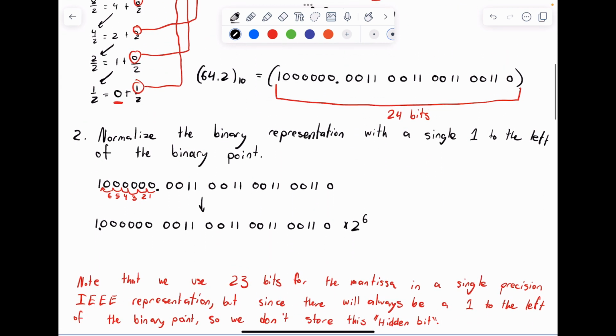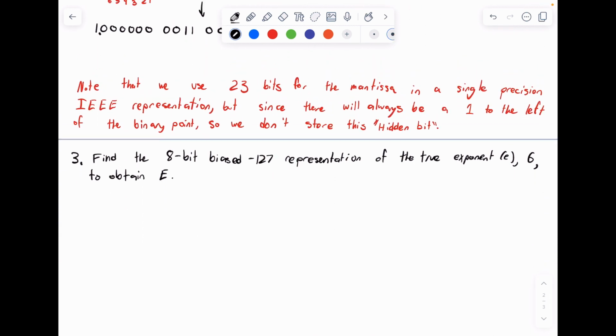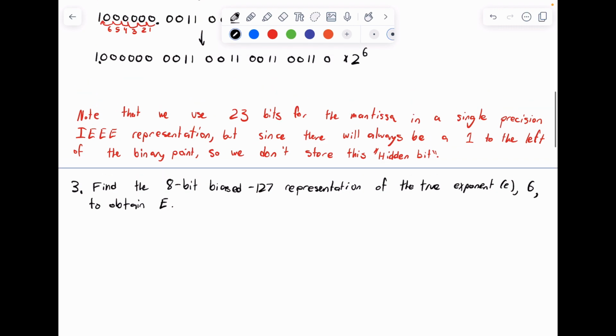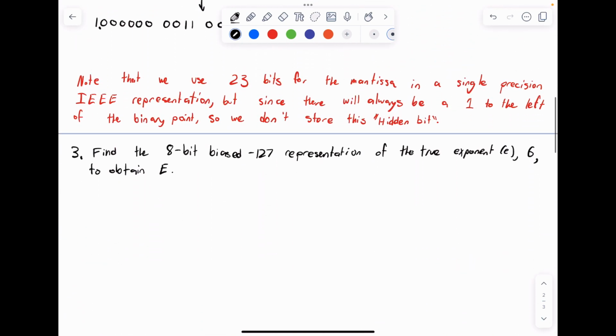So now we can note that since we use 23 bits for the mantissa in a single precision IEEE representation, and since there's always a 1 to the left of the binary point when we normalize the value, we don't need to store this hidden bit in our final representation. So step 3 is to find the 8-bit biased 127 representation of the true exponent e, which was 6, to obtain the biased exponent uppercase E. So we say 6 plus 127, that is 133.